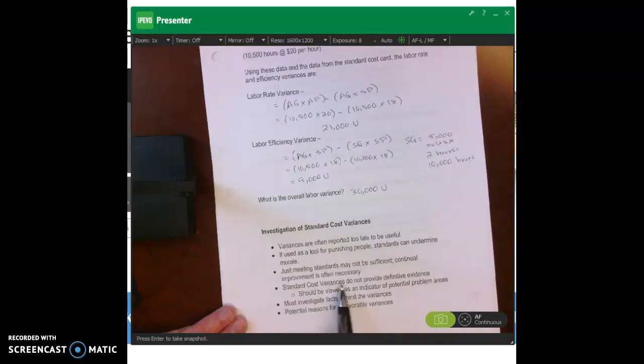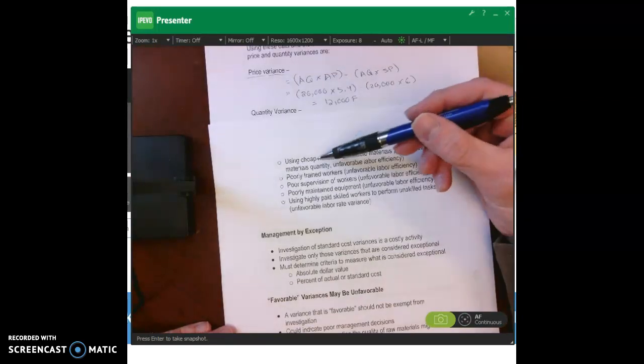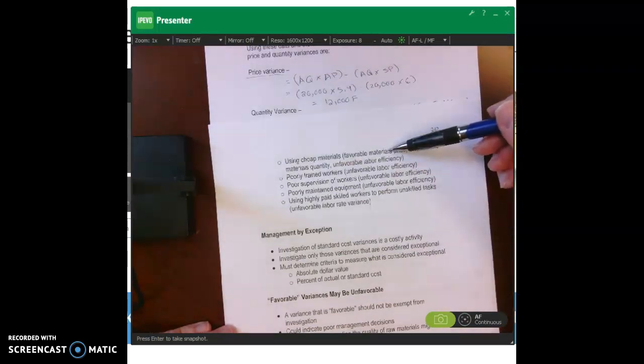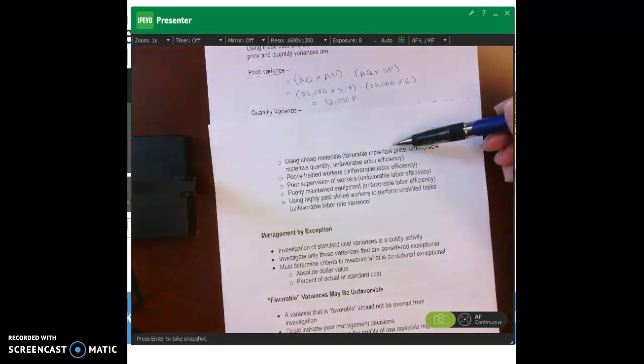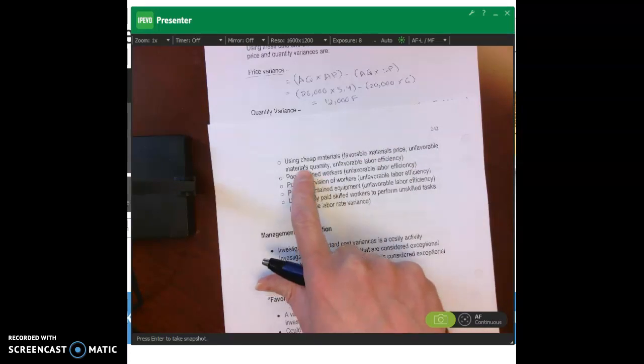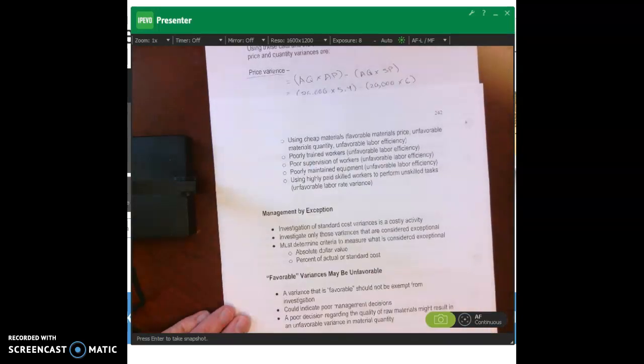Standard cost variances don't provide definitive evidence, but they should be an indicator of potential problems, which means we also have to investigate the facts behind the variances. Why do we have those variances? Let's look at some potential reasons for each type of variance. If we use cheap materials, that could result in a favorable price variance, an unfavorable quantity variance, and an unfavorable labor efficiency variance. This is what we were talking about earlier with the direct materials variance in the other lecture video: an unfavorable materials quantity variance but a favorable price variance. So favorable price, unfavorable quantity, and also unfavorable labor efficiency. That would make sense if we used cheap materials.